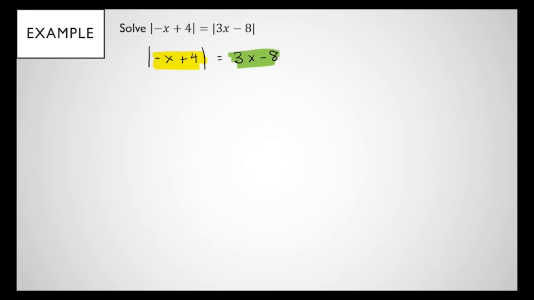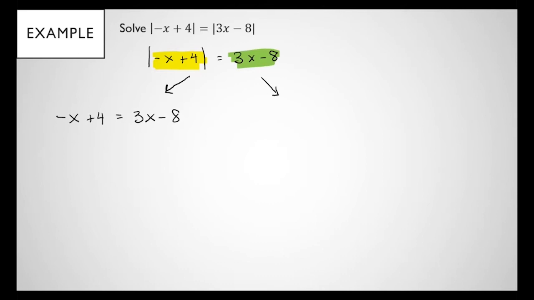So here it's a little more complicated because we don't have just a number on the right. We have an expression. We have 3x minus 8. So it's a little more complicated, but it's not really as bad as you might be thinking. So first off, you always start with the inside of the absolute value. So we have -x plus 4. And then your first equation is always whatever is equal to the right side. So that one's easy enough. I have -x plus 4 equals 3x minus 8.